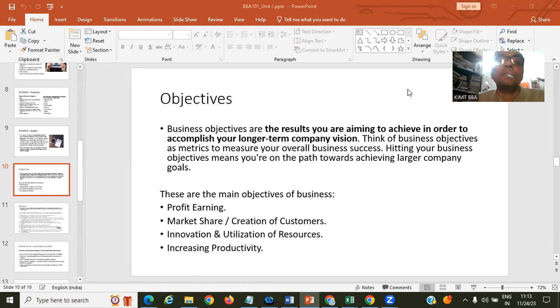These are the different objectives of business. First thing is profit earning, increasing your market share, creating new customers. How you'll do it? That is up to your innovation, your thought process, how you'll increase new customers, new markets. Then you are utilizing the resources given to you. Any resources, whether financial or non-financial, manpower, capital, you are making the best utilization of those resources, increasing the productivity.